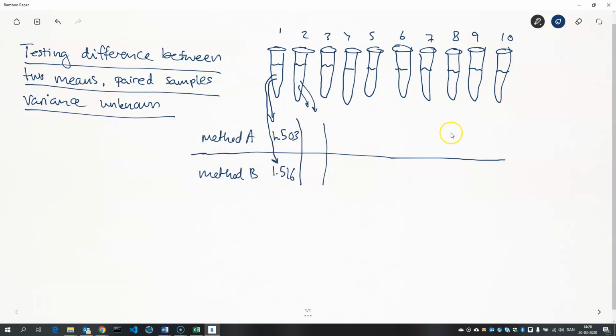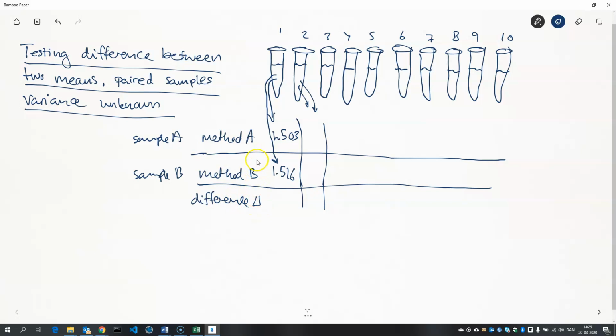Now, once we've done that, we have two samples. We could call it sample A and sample B. We would like to compare the means of these two to see if they're the same. So what we're testing is not whether these test tubes have the same pH value, because we know that the pH of one is the same in each case. But what we're testing is the methods. And the best way to do that is to generate another sample, which is the difference between the two measurements. I'll call the difference capital delta here.